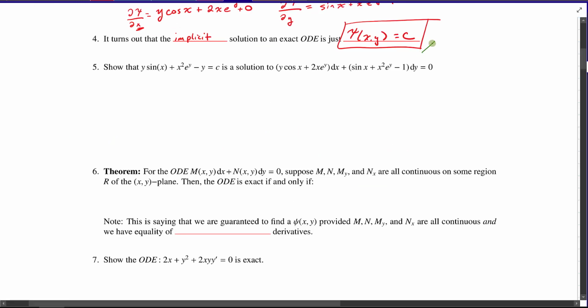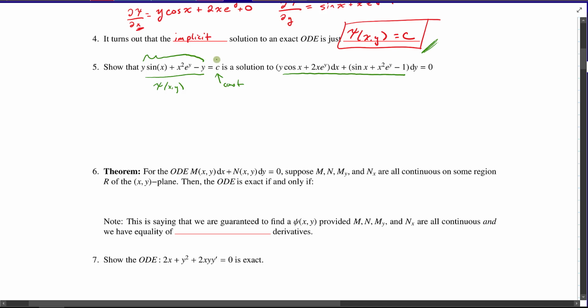So before we figure out how to find that psi of xy, we're saying this is the solution to the exact ODE. Let's just check that for confirmation. For our example above, here was our exact ODE, and here on the left-hand side of this expression, this was our psi of xy. And this is a constant, c.